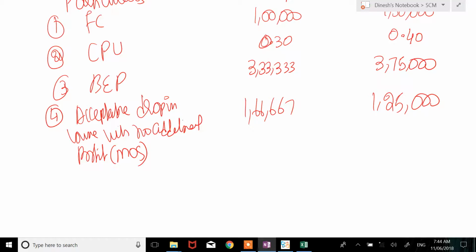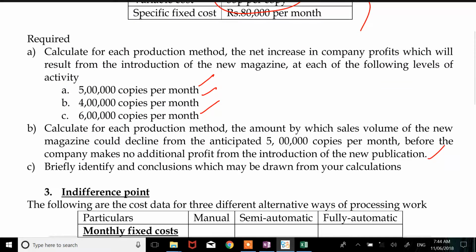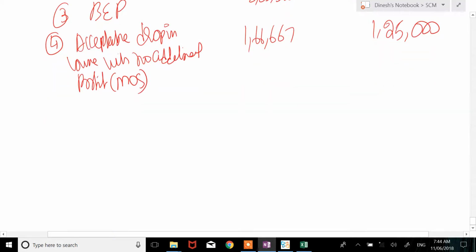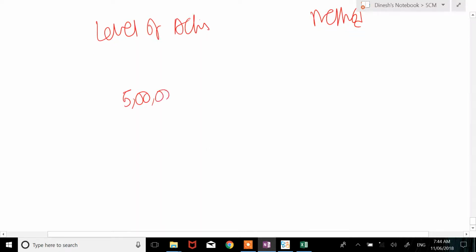Okay, now we'll move to the conclusion part. Any doubts till now? Conclusions are basically going to come out from an indifference point. Now, please listen. What we are going to write in conclusion is level of activity and method to be selected. At 5 lakhs, we are on A or B, we are indifferent.